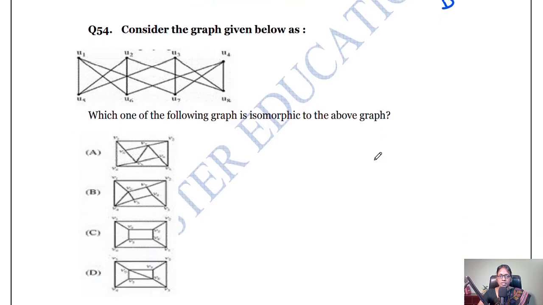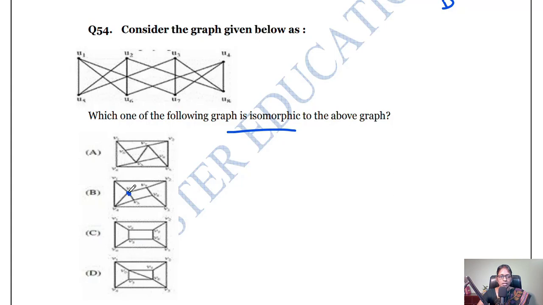The next question is, consider the graph given below. Which one of the following graphs is isomorphic to the above graph? See, U1, U4, U6, U7. If you draw like this, 3 edges are there. So 1, 2, 3 must be there. Here it is 4, so you can remove it.